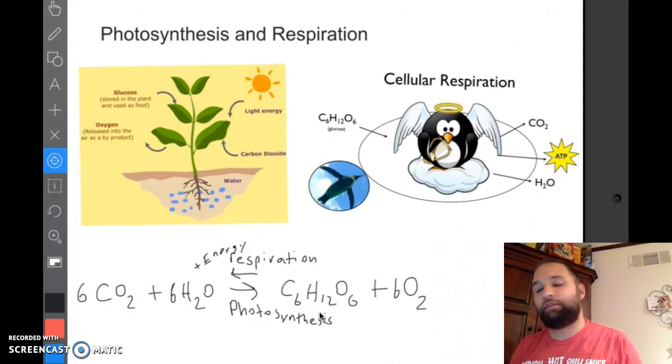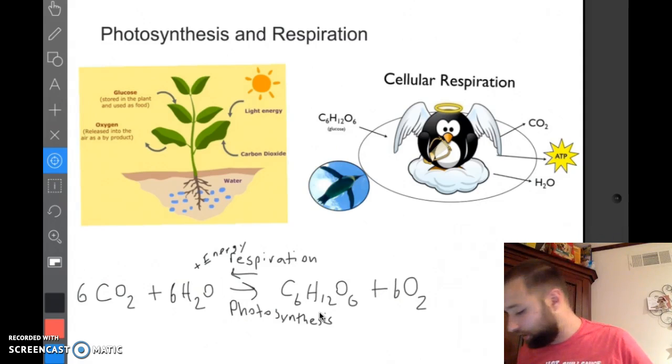So vital, vital information. You have to know it. Please memorize the equation and be able to tell me what photosynthesis does, what respiration does, the difference between them, and how they're related.